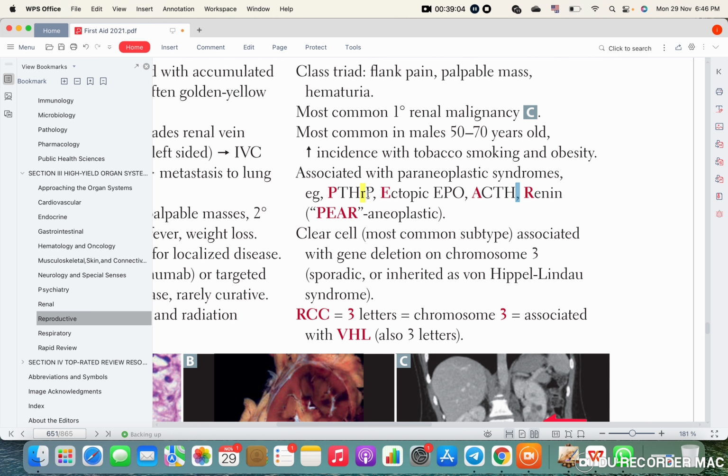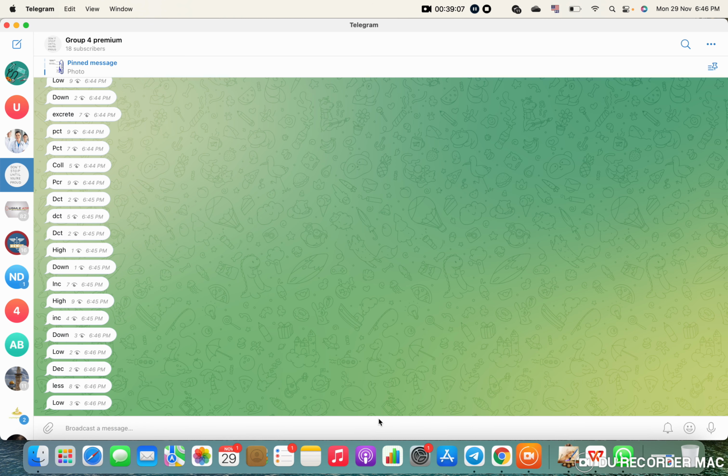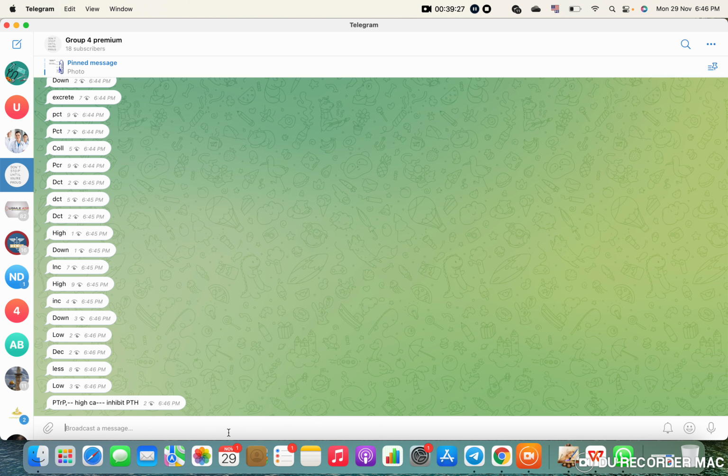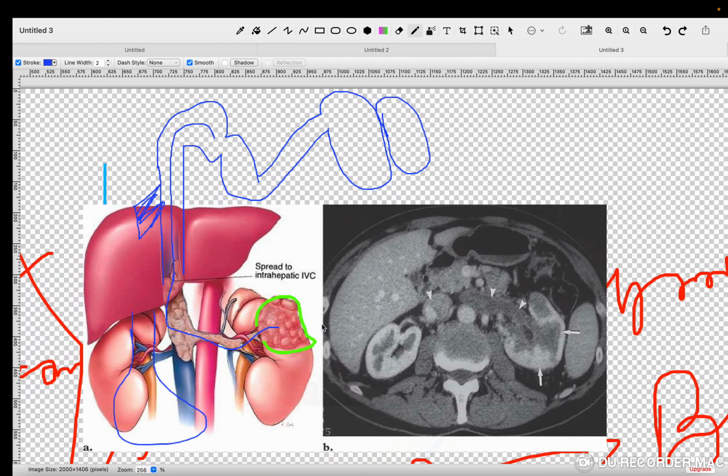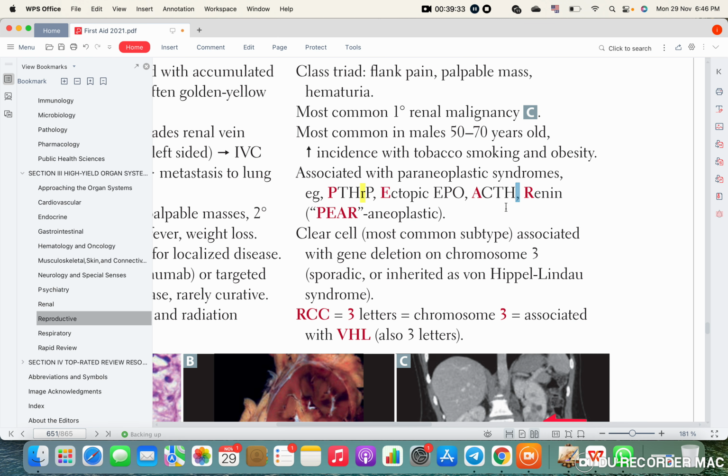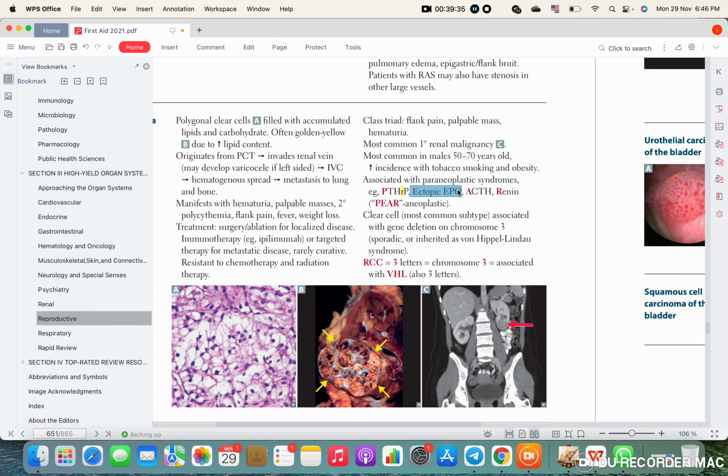So what I'm trying to say is that PTH related peptide will lead to what? High calcium. Okay? That high calcium will inhibit the real PTH. So yeah, it goes something like this. They will show you these labs and you must give a diagnosis. So the next one is ectopic EPO. Well, that will lead to secondary polycythemia. Guys, what will happen to the hematocrit in case of polycythemia?